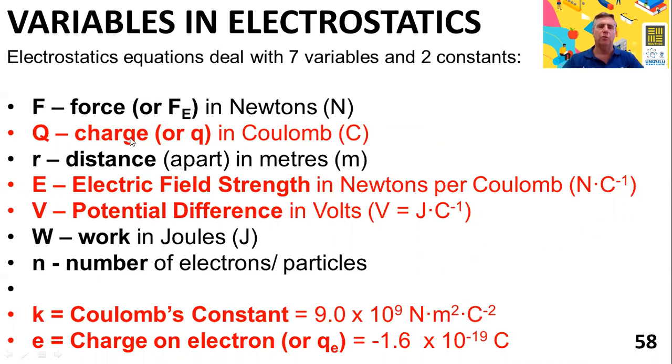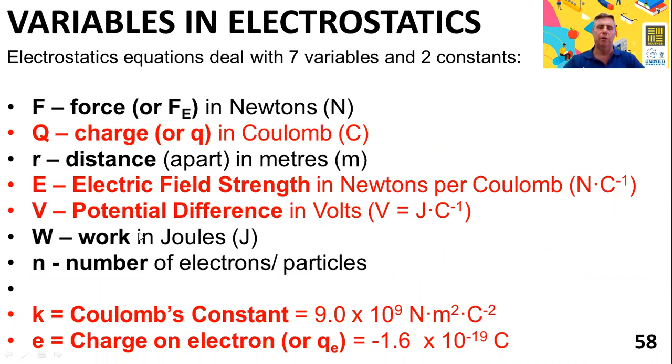Q stands for charge, or it can be a small q, that's measured in coulomb. Because newtons and coulomb were named after famous scientists, they have capital letters. R is distance apart in meters. We're very familiar with that. And you'll see that the Coulomb equation looks very much like Newton's gravitational law equation. Then again, a new one, electric field strength, is measured in newtons per coulomb because it's force divided by charge. And V, potential difference, in volts.